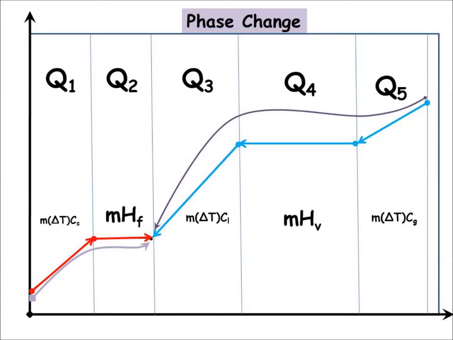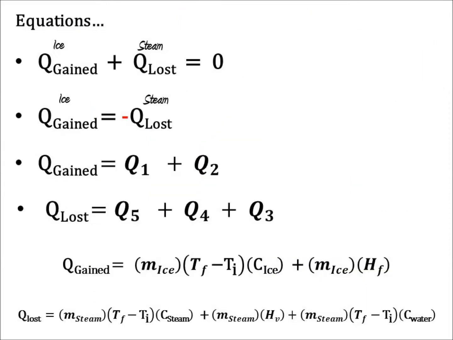And this is the way I work with all of these problems, Q1, Q2, Q3, Q4, Q5. Just remember, if you have your equation sheet out, you'll be able to look back at it because we're about to change the slide. That's what we always talk about in terms of Q1 through Q5. So the heat gained by the ice will be Q1 and Q2. That's the calculation using those equations. The heat loss will be Q5 plus Q4 plus Q3.